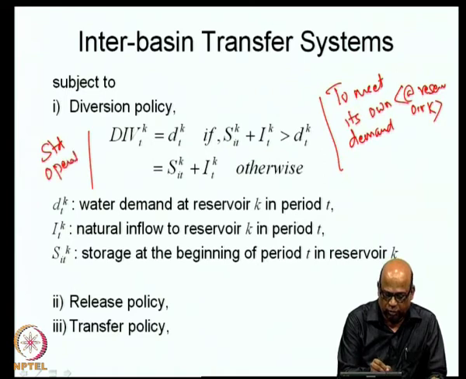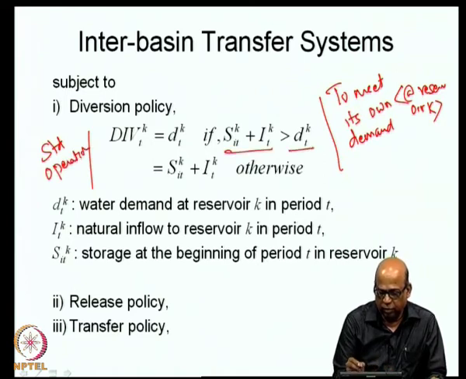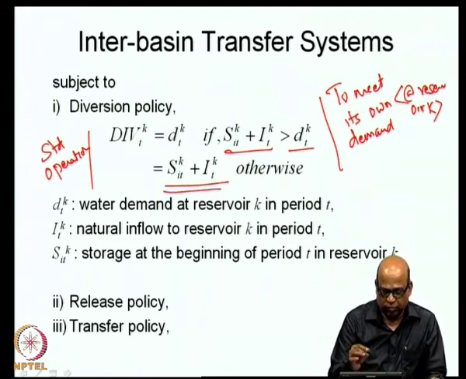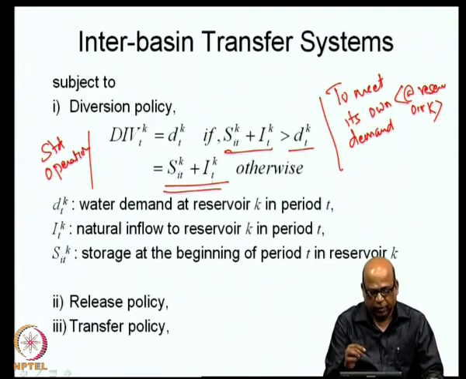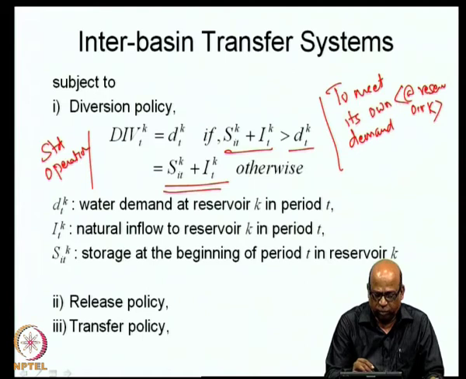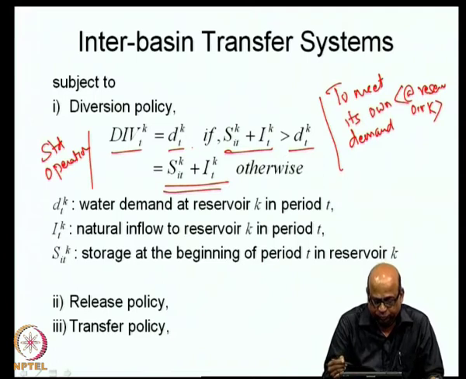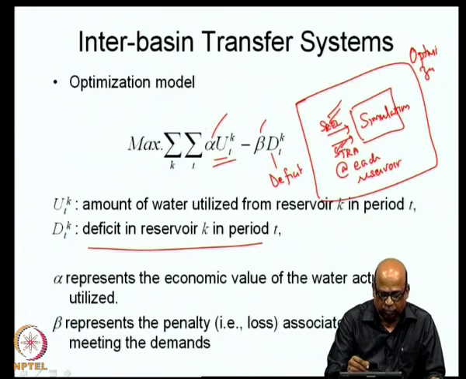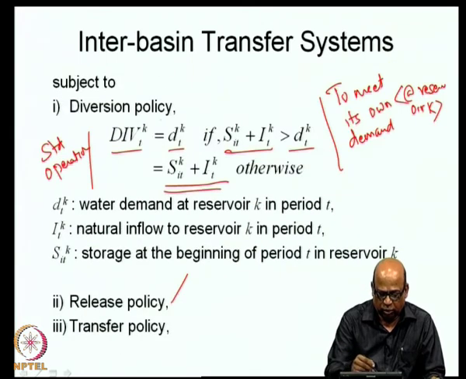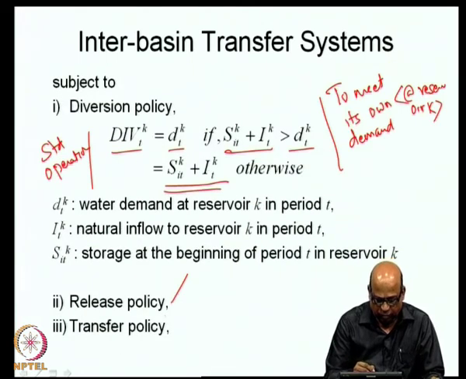That means, you look at the water that is available. If it is greater than the demand, you meet all the demand. If it is not greater than demand, then you bring down the reservoir storage to 0. That means, you release all of the amount of water available SITK plus ITK for meeting the complete demand DTK. Okay, now in addition you will have the release policy. I am writing the optimization problem now. We have written the objective function, we have written the diversion policy. Similarly, we write the release policy.